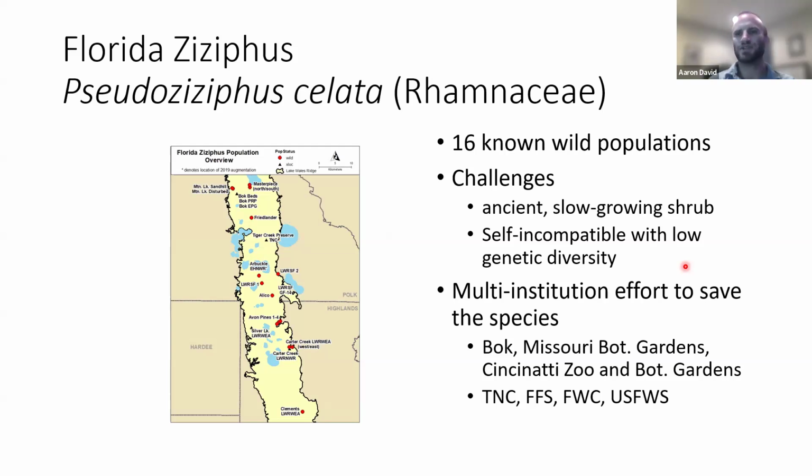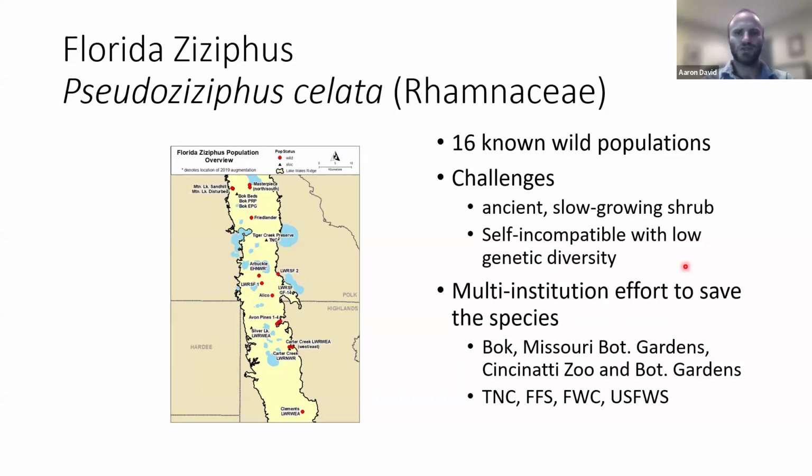This is an ancient slow growing shrub, and an emphasis on slow growing. It is one of the slowest growing species I've ever worked with. It can take decades for these plants to really get established at their new sites. There are other challenges, including self-incompatibility. It has very low genetic diversity. It really only mates with certain mating types, so you have to have the right mating type for it to have successful mating and develop a fruit. And once that happens, the recruitment from seeds is just very, very low.